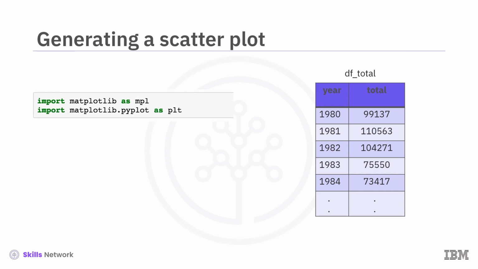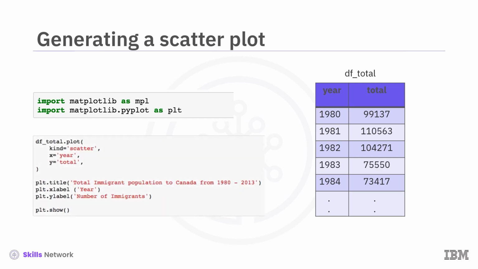Then we proceed as usual. We import Matplotlib as mpl and its scripting layer, the pyplot interface, as plt. We use the plot function on the data frame df_total, and we set kind equals scatter to generate a scatterplot. Unlike the other data visualization tools, where only passing in the kind parameter was enough to generate the plot, with scatterplots, we also need to pass the variable on the horizontal axis as the x parameter, and the variable on the vertical axis as the y parameter. In this case, we're passing column year as the x parameter and column total as the y parameter.